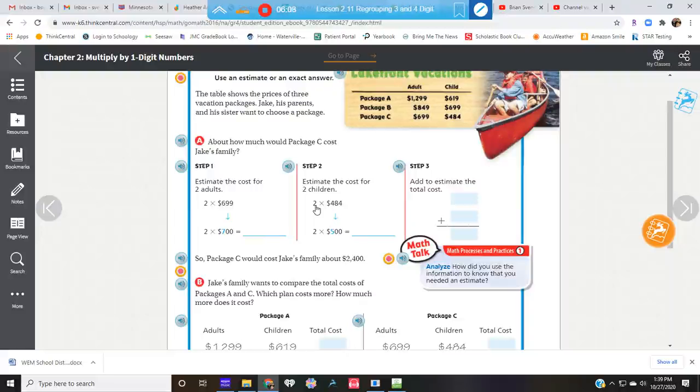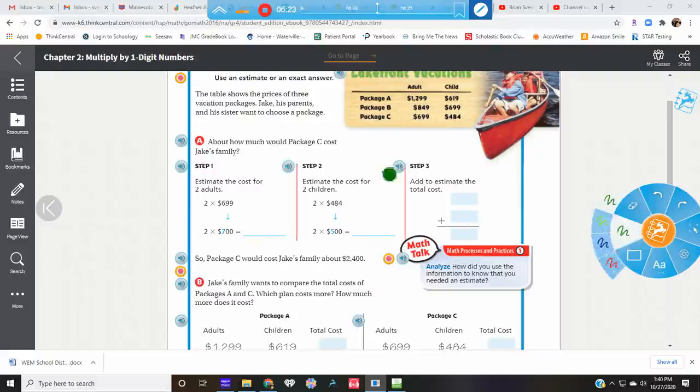Okay? So, we have Jake's family. It says parents, there's 2 parents, him and his sister. So there are going to be 2 adults and 2 kids. So first let's look up here. We're looking for package C. Package C. So 2 adults in package C are $699. And the children in package C are $484 a piece.